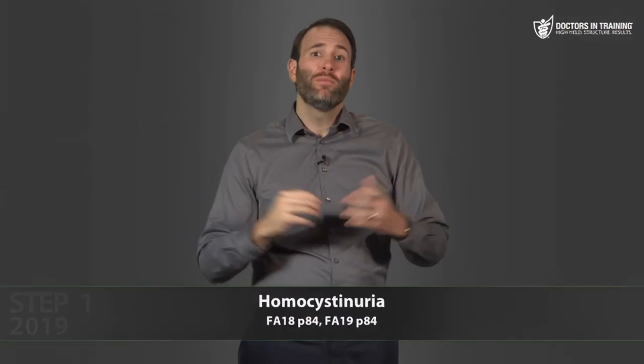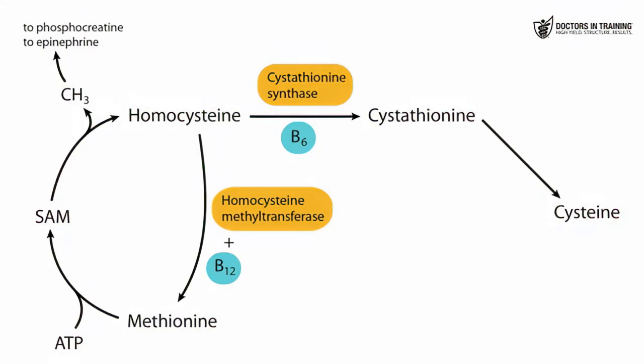All right, so another amino acid disorder is homocystinuria. So like the name implies, this is having homocysteine in your urine. So why would you have this? Well, homocysteine can be converted to a cystathionine, and then cystathionine gets converted to cysteine. Now, homocysteine can also be converted to methionine. Now, you can have homocystinuria if you have problems with either of these processes.